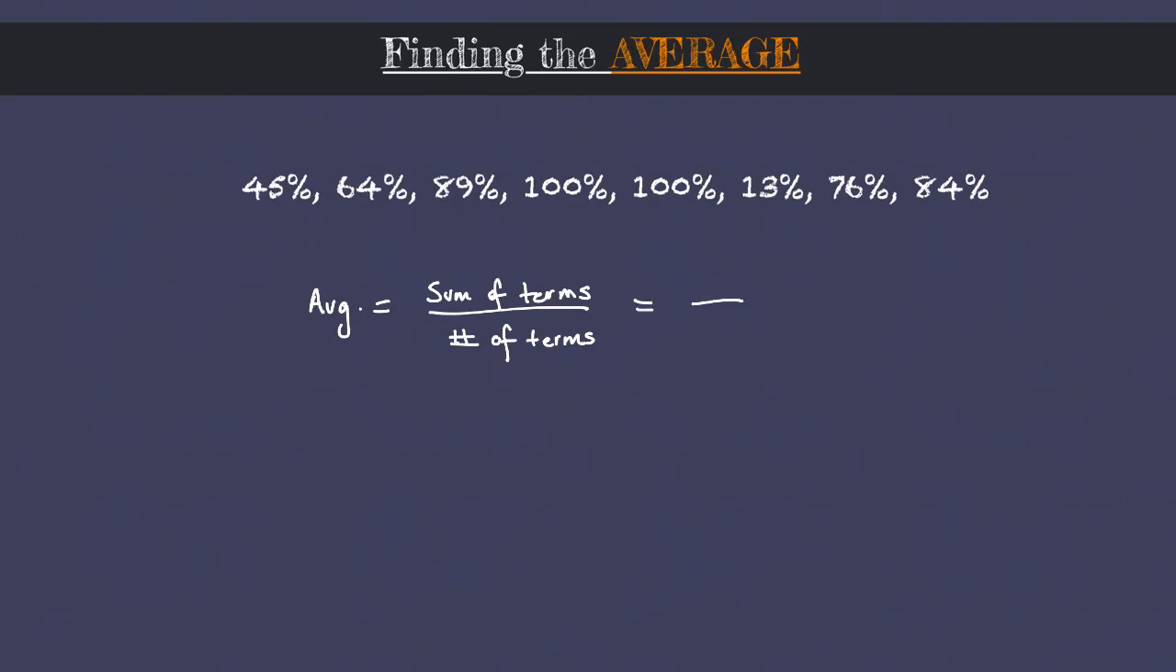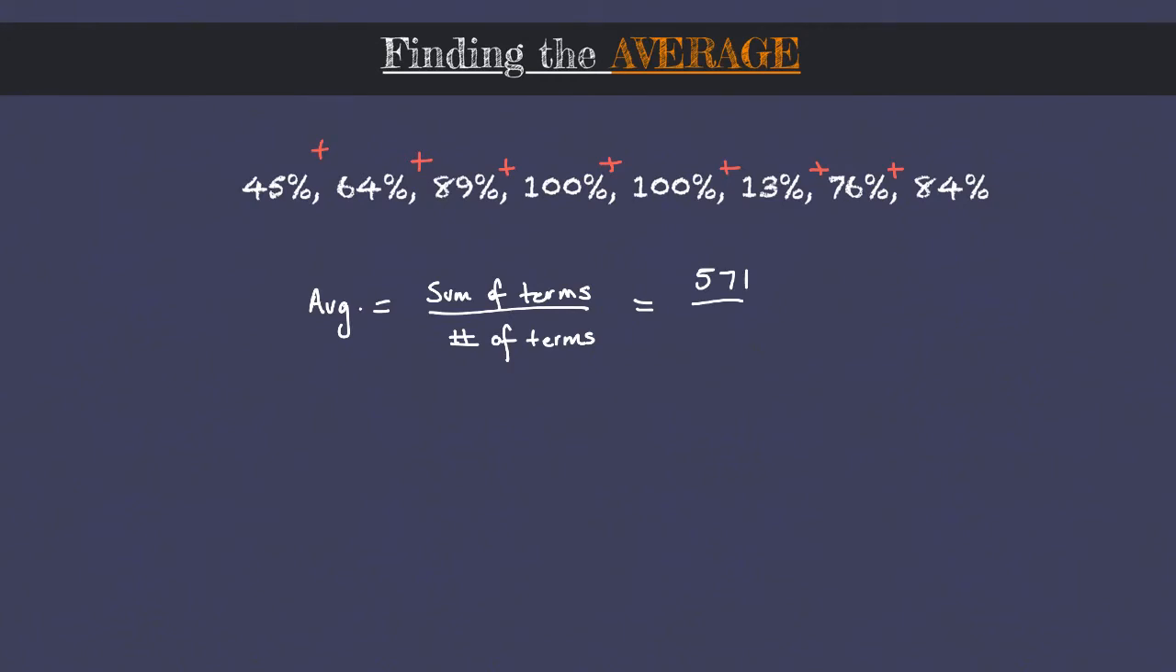The first thing we need is the sum of terms. So the sum is telling us that we need to add all of the terms, a total representation, or a total number for all of the terms. So when we add each of these terms together, we end up with the number 571.